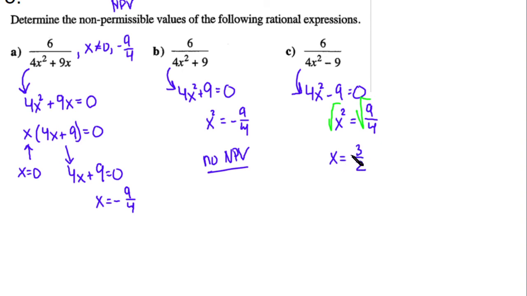Now, whenever you take the square root of a number, you actually get two roots. You get the principal root, which is a positive root, and then you also get the negative root. So this is actually plus minus 3 over 2. So here the NPV is going to be that x cannot equal plus minus 3 over 2.